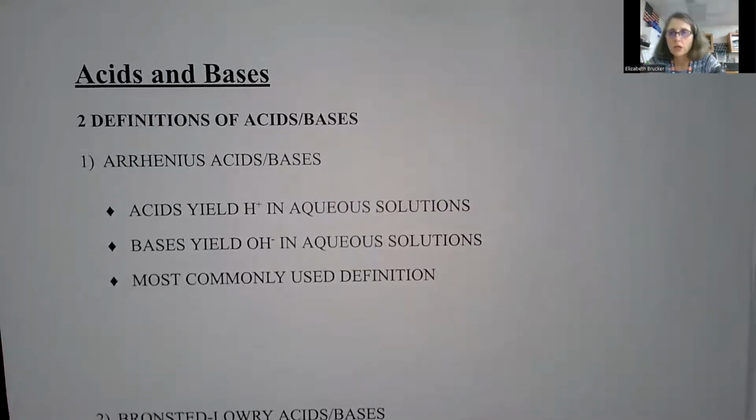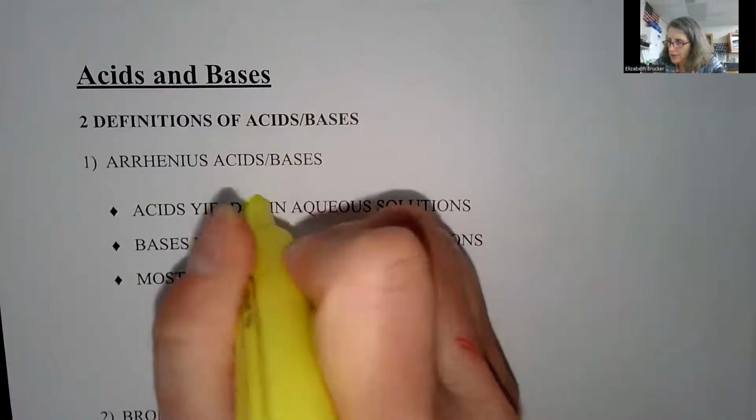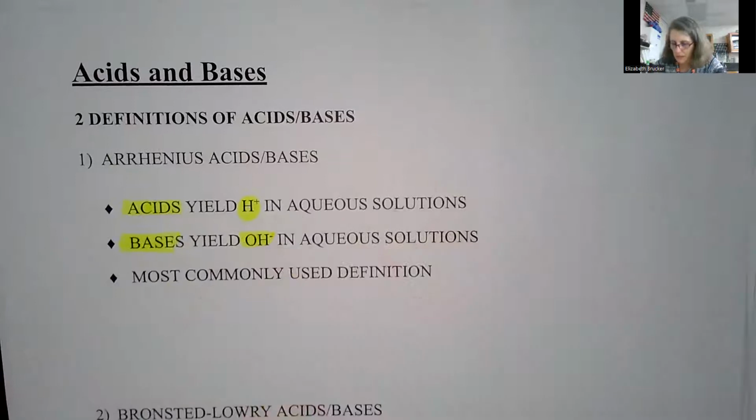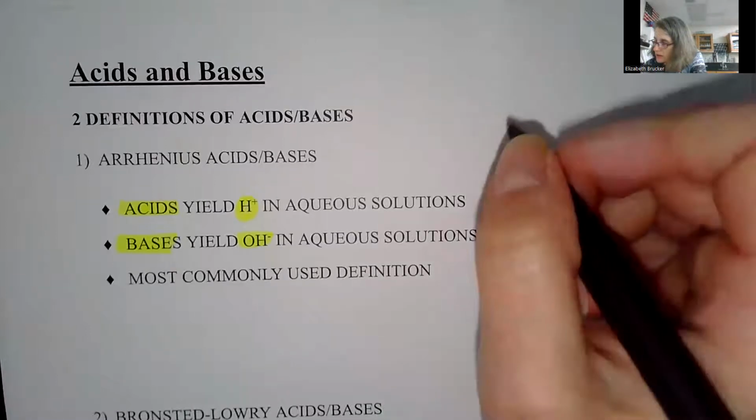So there are two definitions of acids and bases. One is called Arrhenius acids and bases. Acids yield what we call H+ in aqueous solution, so acids are going to involve H+. Bases are going to involve OH-, and both of them are in what we call aqueous solution, meaning when they are dissolved in water, they are considered acid or base.